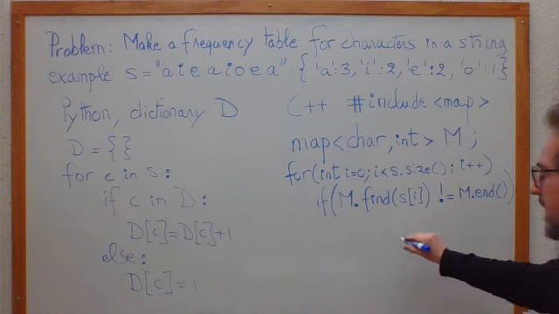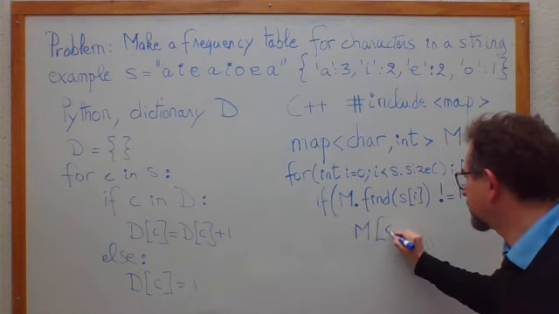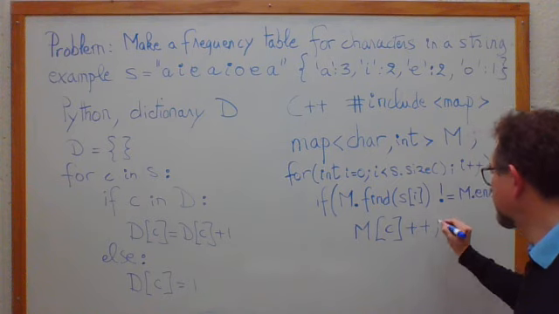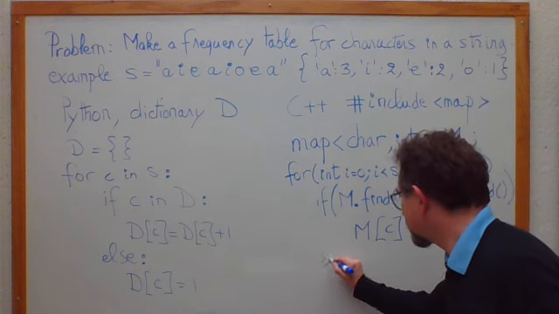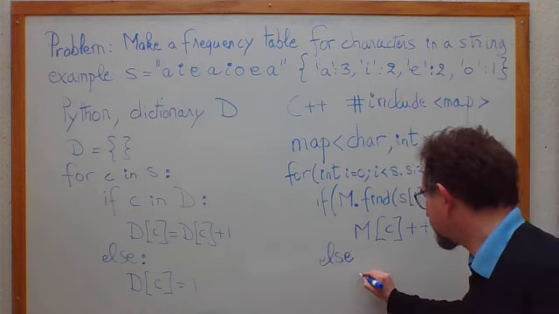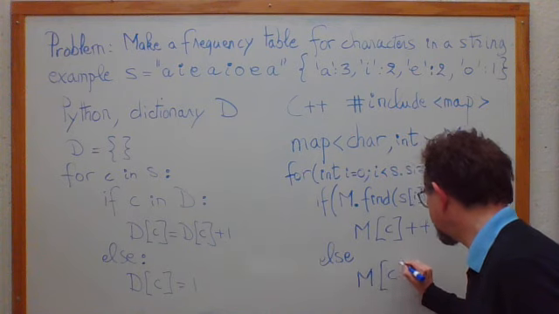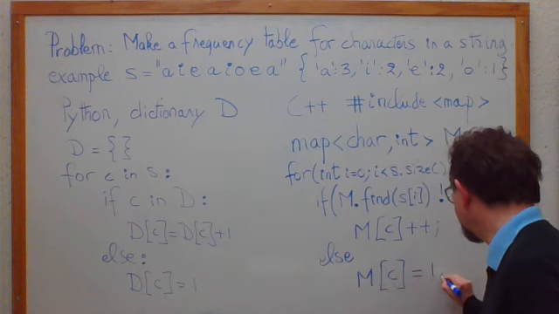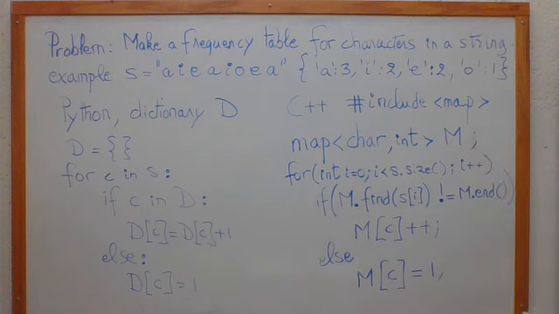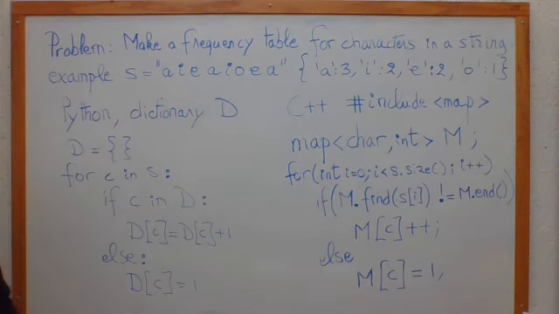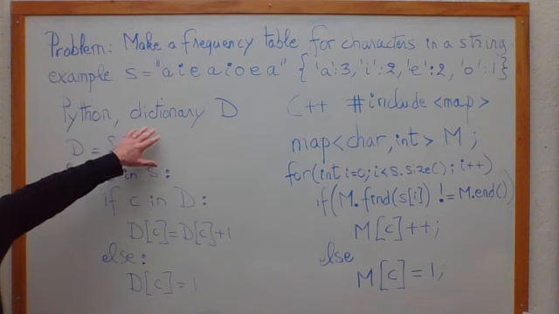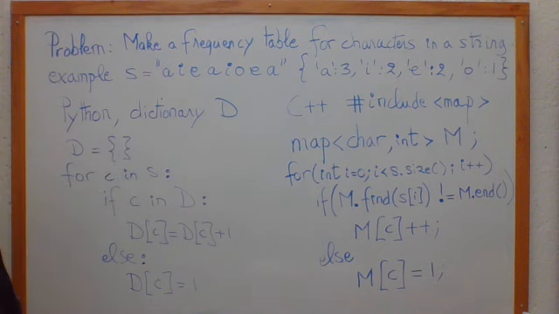If not, we are in the case where we can increment the counter. Else, we actually can copy the statement that is at the left and initialize the value for this character to 1. So this is the entire point, that frequency tables and maps in general correspond very closely to dictionaries which you are familiar with from Python.